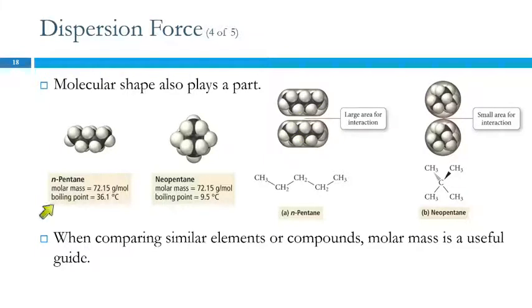So we see a difference in the boiling points. Neopentane, the spherical one with small area for interaction, boils at 9.5 degrees Celsius. N-pentane boils at 36. Because of its shape, there's much stronger interaction between the molecules. Anybody have any questions?